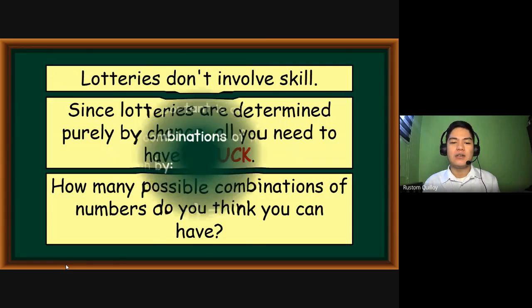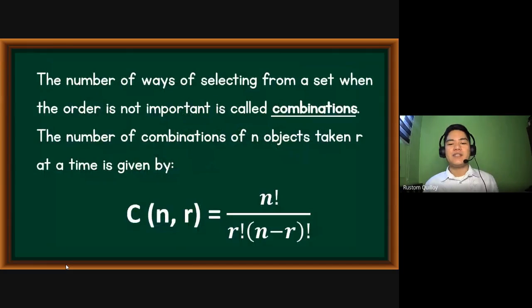So, isolve natin yon. So the number of ways of selecting from a set when the order is not important is called combinations. As mentioned a while ago dun sa ating review, the number of combinations of n objects taken r at a time is given by combination of n objects taken r is equal to n factorial over r factorial quantity n minus r factorial.